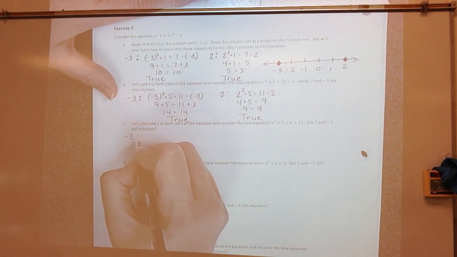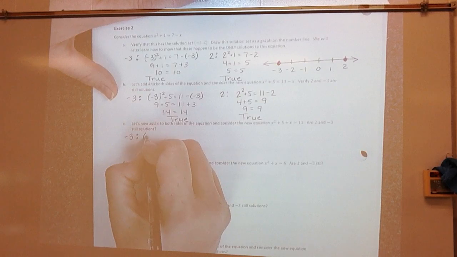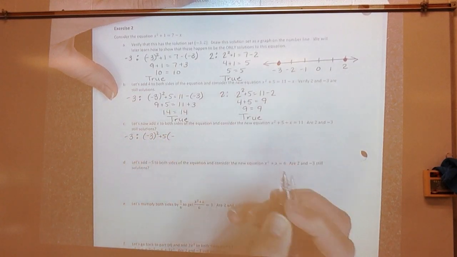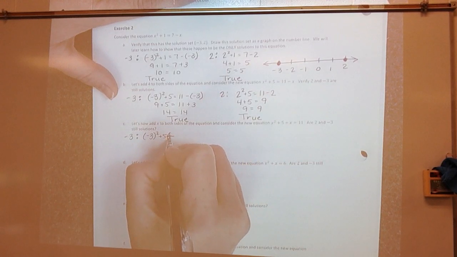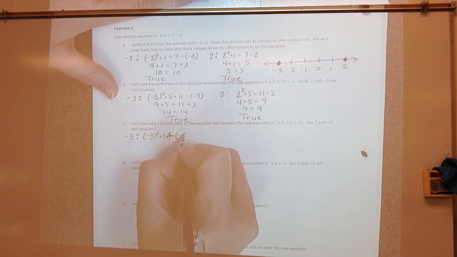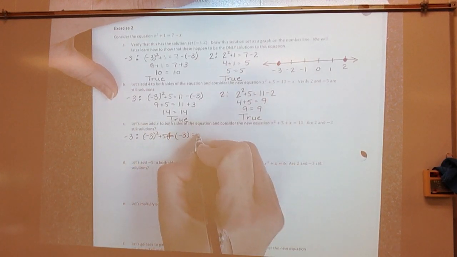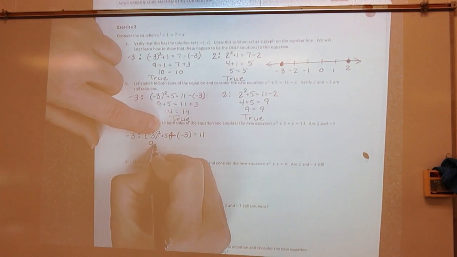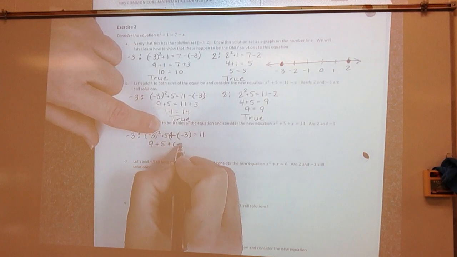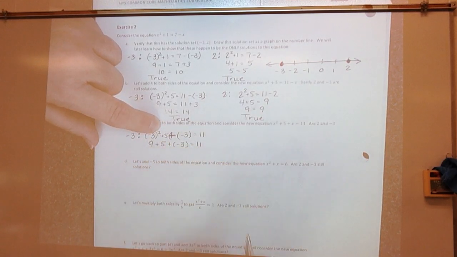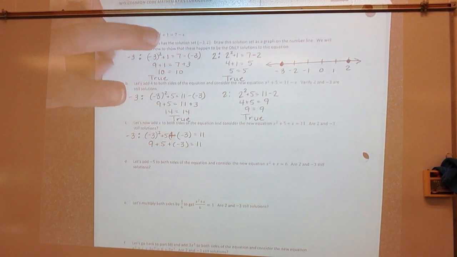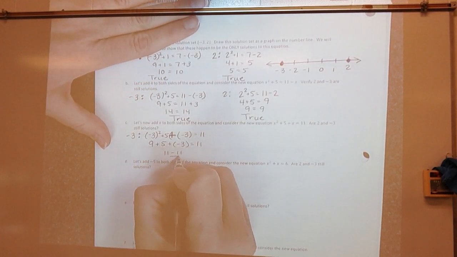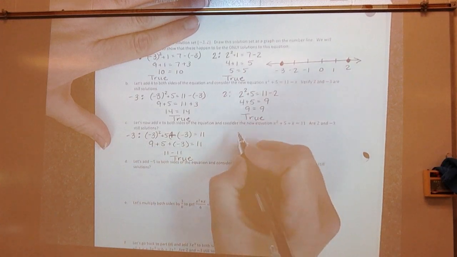Let's look at negative 3. Negative 3 squared plus 5 plus a negative 3 is equal to 11. Negative 3 squared is 9, plus 5 plus a negative 3 is equal to 11. 9 plus 5 is 14. 14 minus 3 is 11. 11 equals 11, so that one's still true.